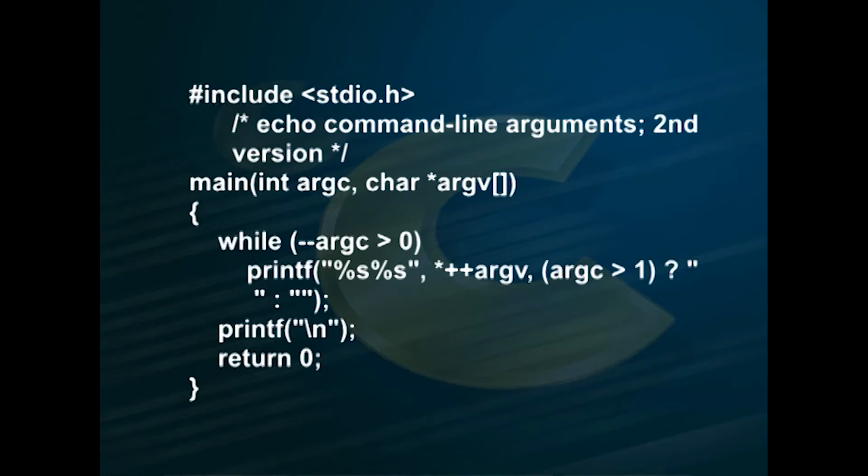Next we see a variant of this where we increment argv in the loop instead of using an index. #include <stdio.h>, main(int argc, char *argv[]) { while (--argc > 0) printf("%s%s", *++argv, (argc > 1) ? " " : ""); printf("\n"); return 0; } Note that we can use names other than argc and argv for the parameters, and that does not affect the program.